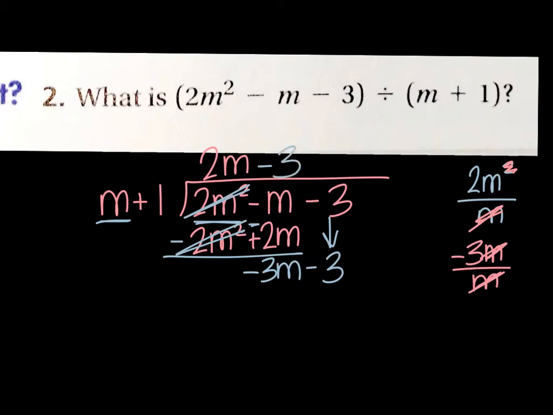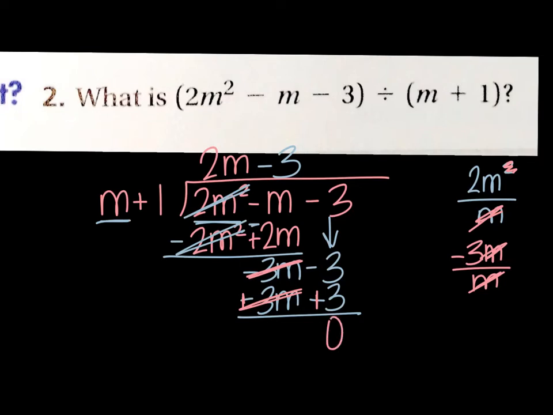I want you to multiply the negative 3 times the whole divisor. That gives me negative 3m minus negative 3. Now subtract. So if I subtract all of it, I'm going to add the opposite. So the opposite is going to be plus and plus. That cancels, and I get negative 3 plus 3 is 0.